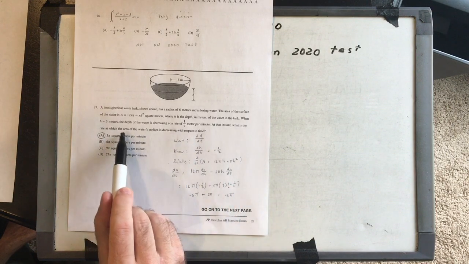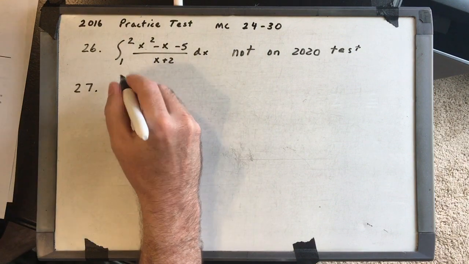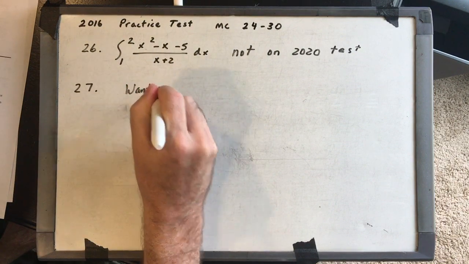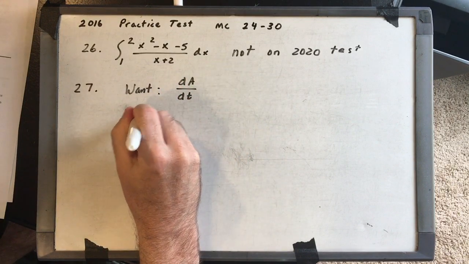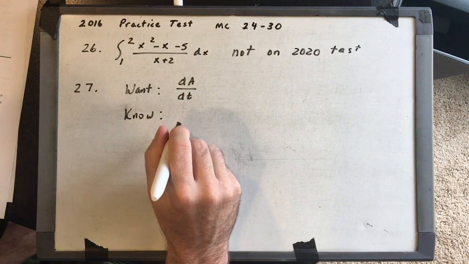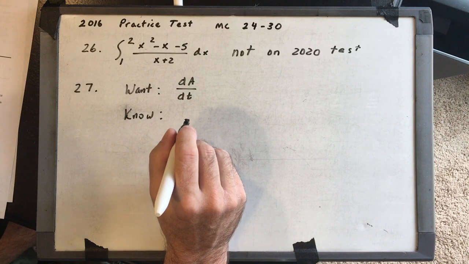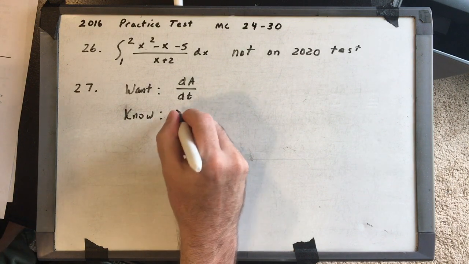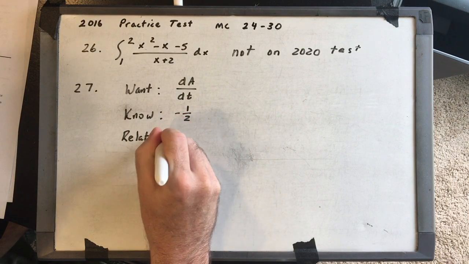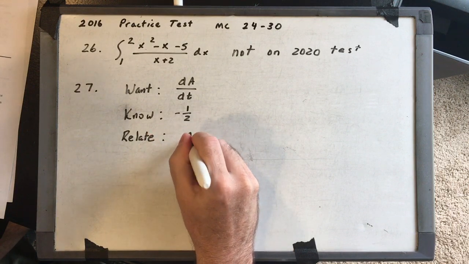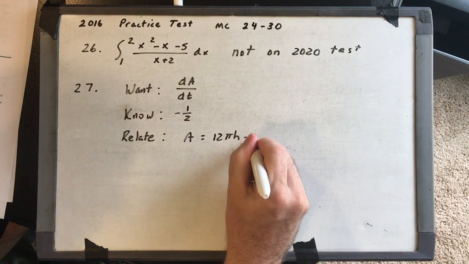So what is the rate at which the area is decreasing? So what do we want? We want dA/dt. What do we know? We know that the depth of the water, which is h, is decreasing at a rate of 0.5 meter per minute. So dh/dt is minus 1/2. And they gave us the formula, thank goodness: area is equal to 12 pi h minus pi h squared.